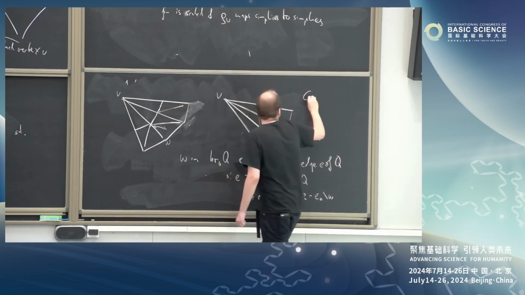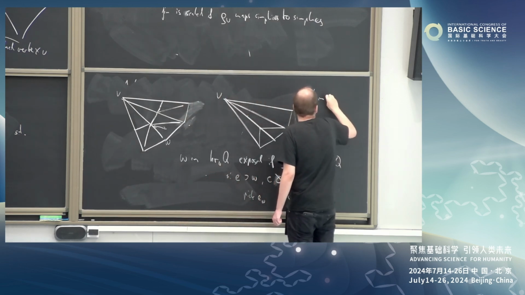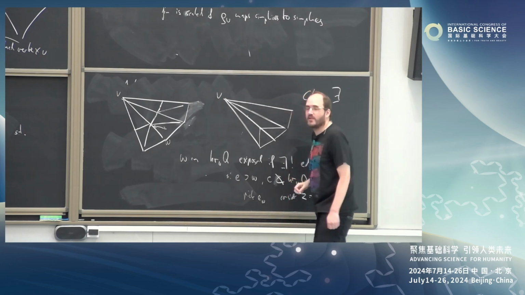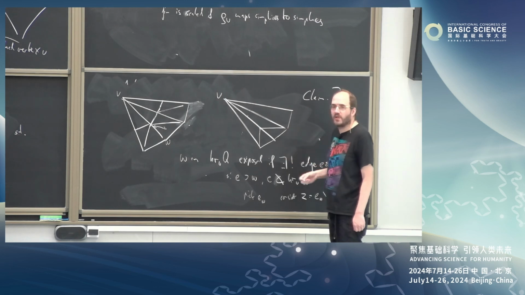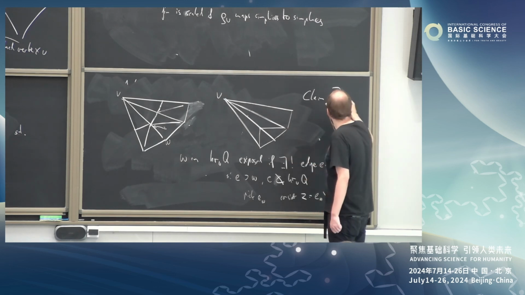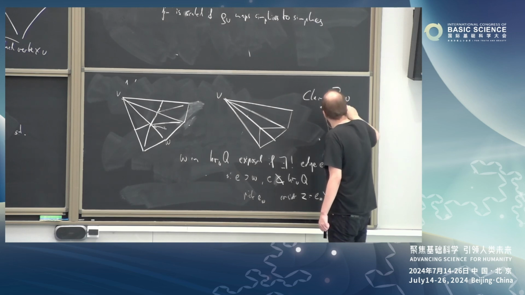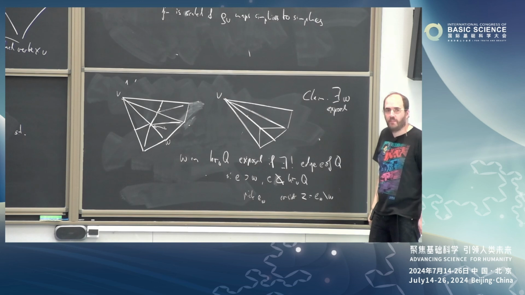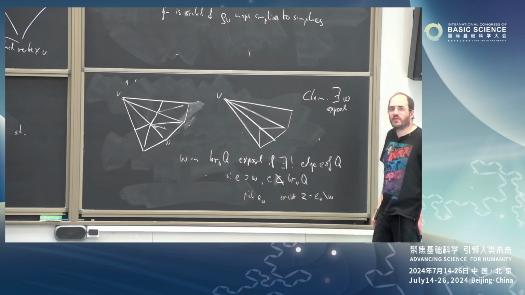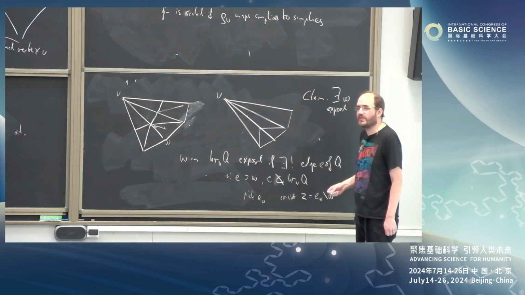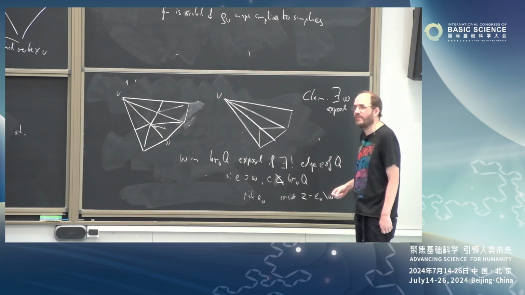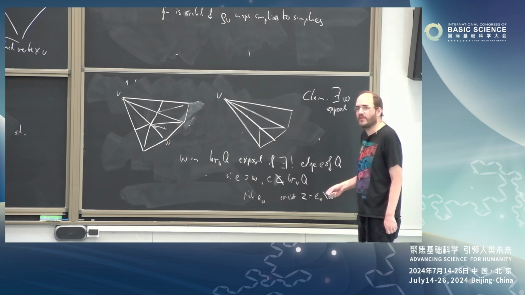Claim: there exists always, and you have to be a little bit careful with the way you state it, there exists always an exposed vertex W. So, this is a little subtle. What does it mean to be exposed, and also what does it mean to be exposed in higher dimensions? But let's assume that this claim is true, that there's always an exposed vertex.